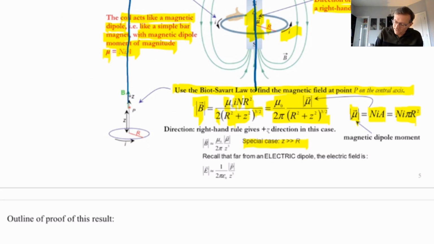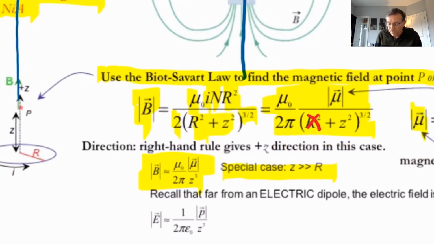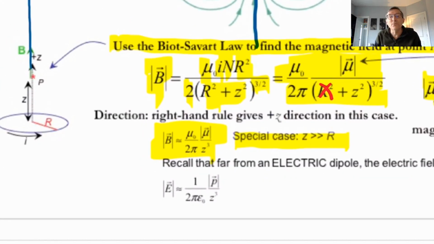Well, then all you do in the R squared plus Z squared is drop the R squared. It's small compared to the Z squared. And then I have Z squared to the 3/2, which is Z cubed. And the B magnitude formula then simplifies to mu 0 mu magnitude over 2 pi Z cubed. It goes like 1 over the Z distance from the center, cubed, not squared, cubed.